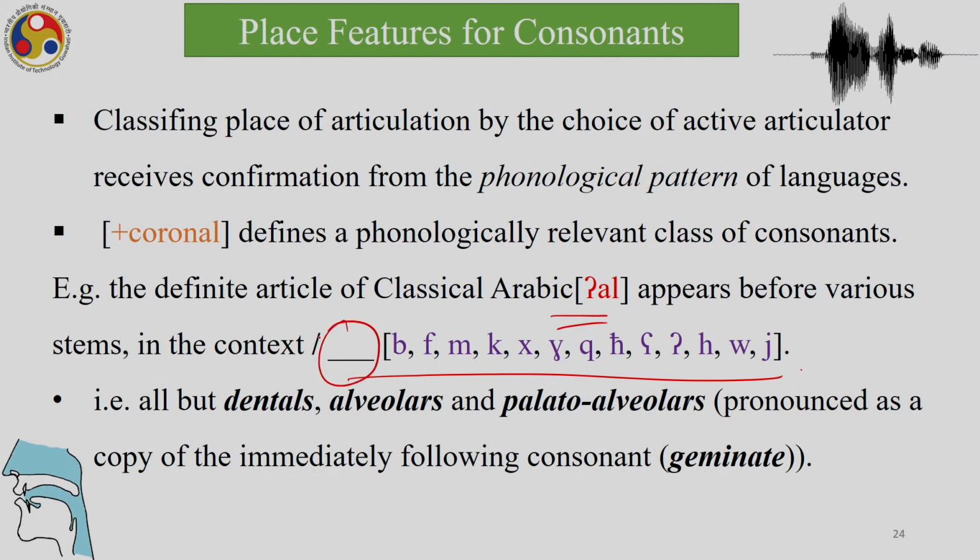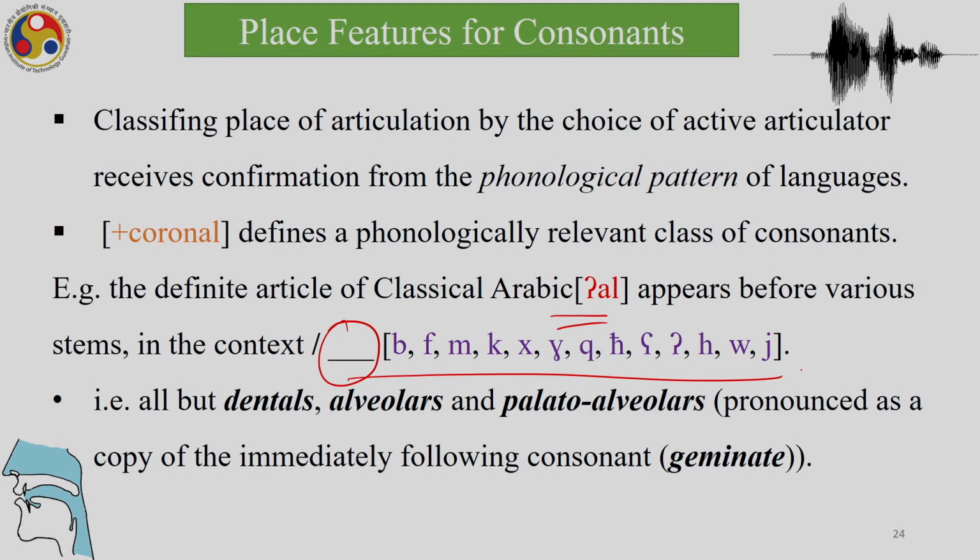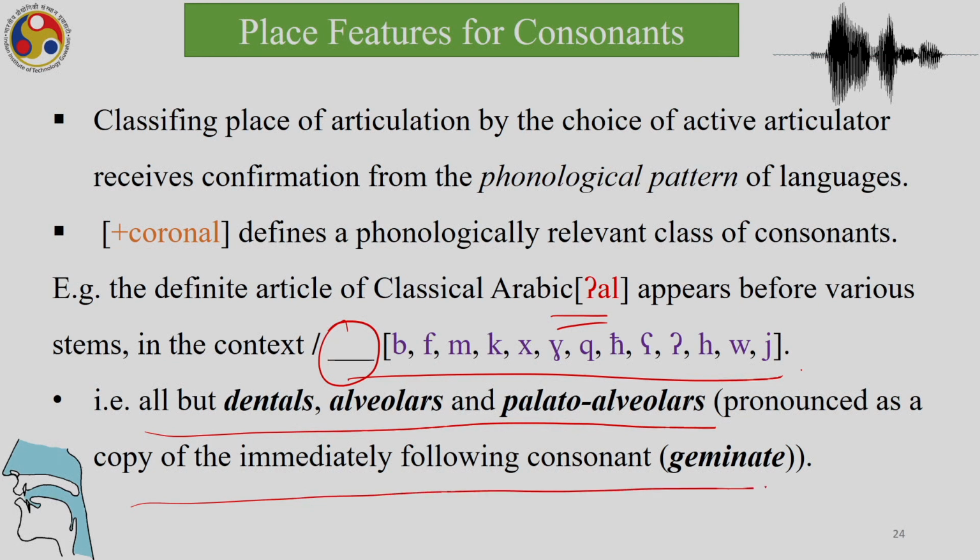So we saw what the purpose of features is: that you capture the idea of a natural class, that rules and processes in phonology are happening not in a vacuum, but because natural classes are the targets of rules and processes. And so here, all but dentals, alveolars and palatoalveolars are pronounced as a copy of the following consonant, geminate. So except dentals, alveolars and palatoalveolars, all others copy the following consonant. So that's why this can be expressed like this, with that being the context.